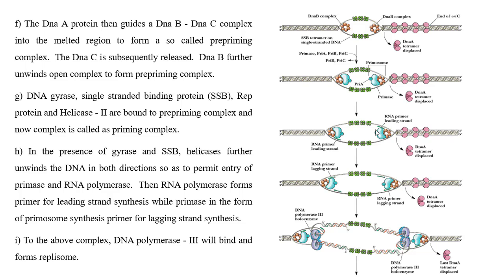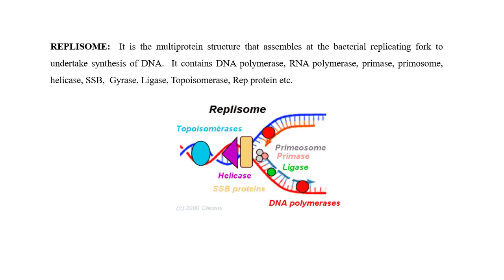Then the elongation process started. The elongation process is started by the enzyme, namely primase or RNA polymerase. So we can see later. A replisome is the multi-protein structure that assembles at the bacterial replication fork, or replication bubble, or replication eye, to undertake the synthesis of DNA through the process of elongation.